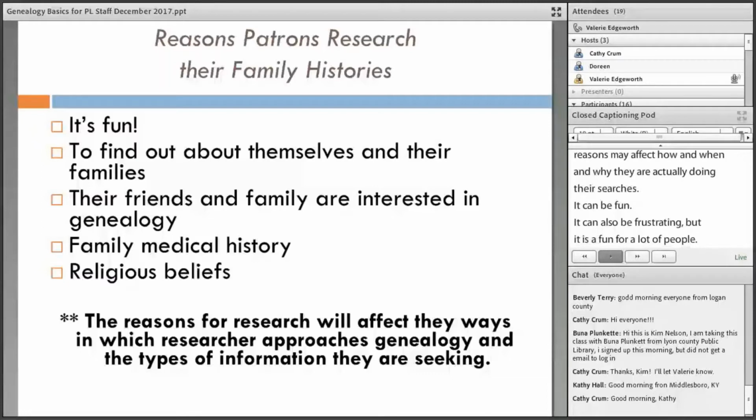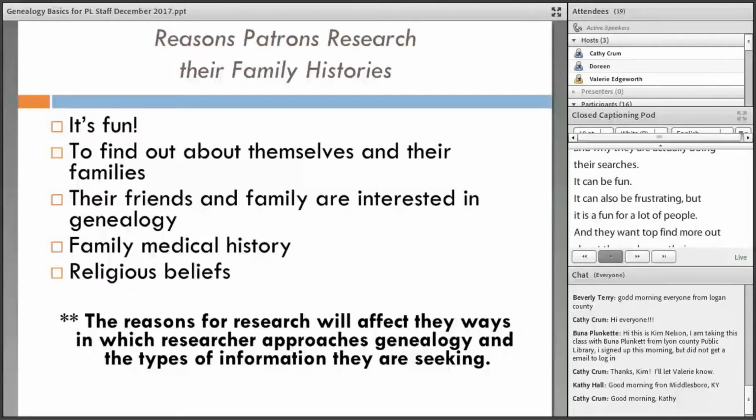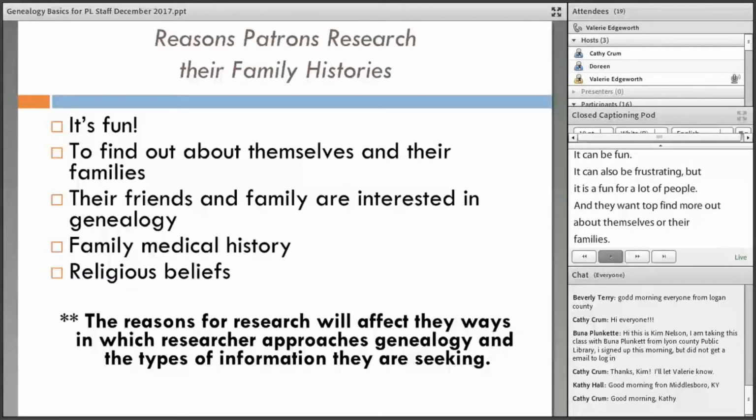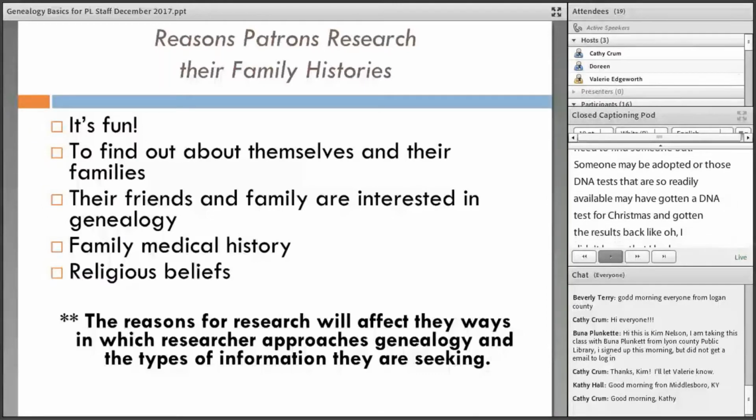They want to find more out about themselves or their families. They may have a specific medical reason that they need to find something out. Someone may be adopted, or they may have one of those DNA tests that are so readily available now. They may have gotten a DNA test for Christmas and gotten the results back and thought, oh, I didn't know I had Scandinavian lines. I want to find more out about it.